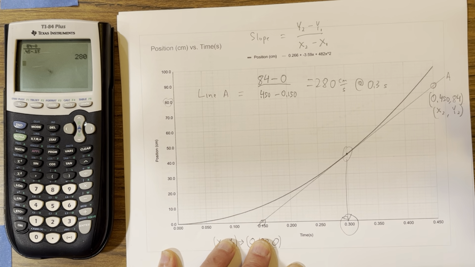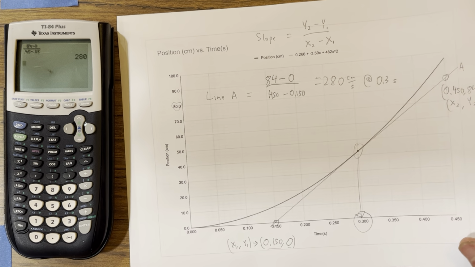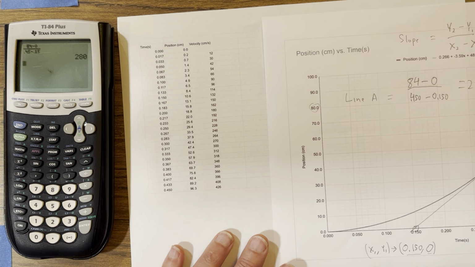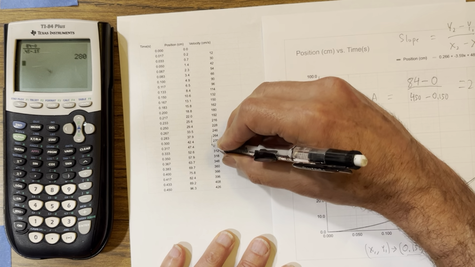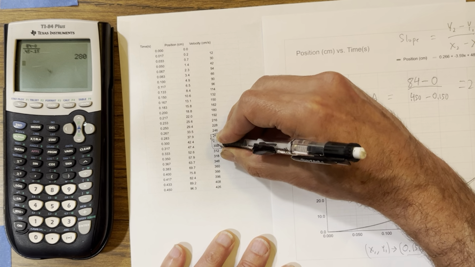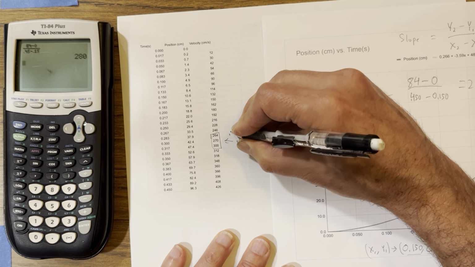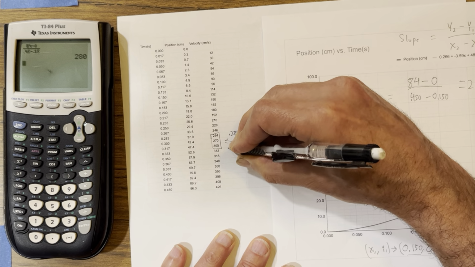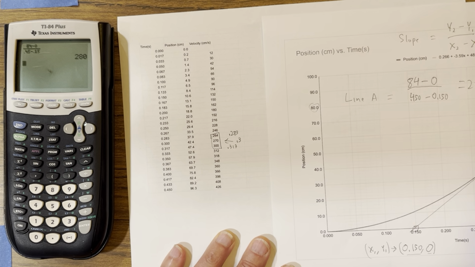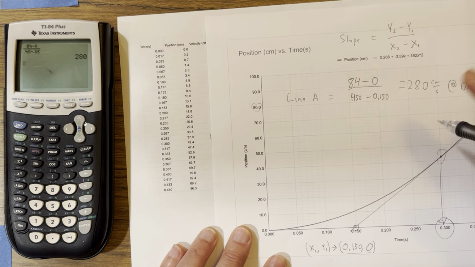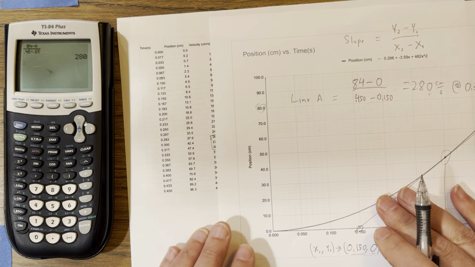Okay, so now what I want to do is write a sentence comparing that to the velocity. So let's look at 0.3 seconds. There's 0.3 seconds, right? And I'm gonna draw wide. So this is 0.3, this is 0.283, this is 0.317. This number here that we just got, that 280, should be in that ballpark, right?